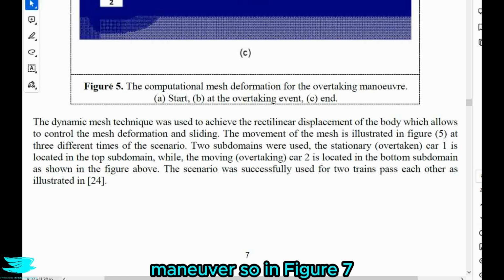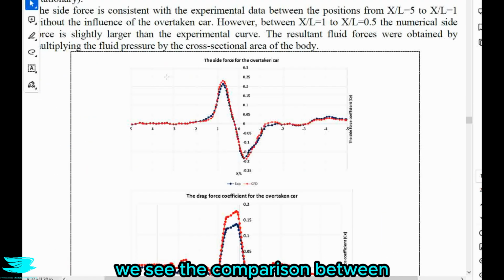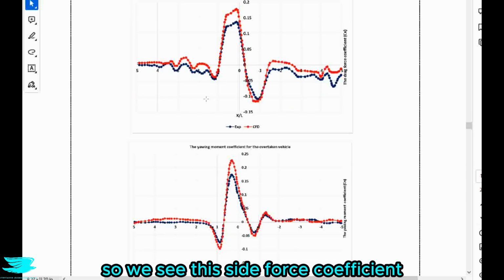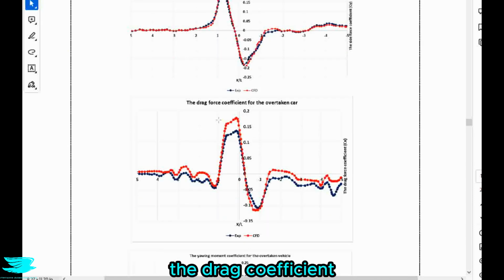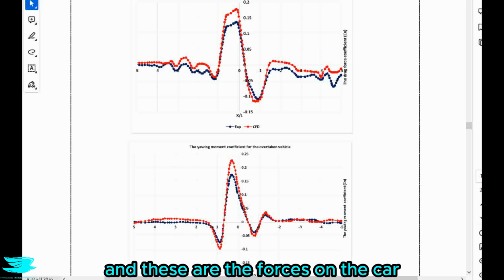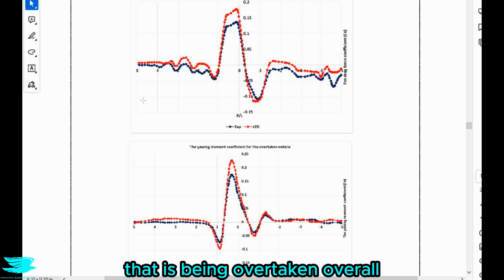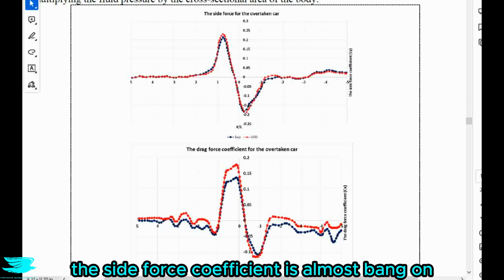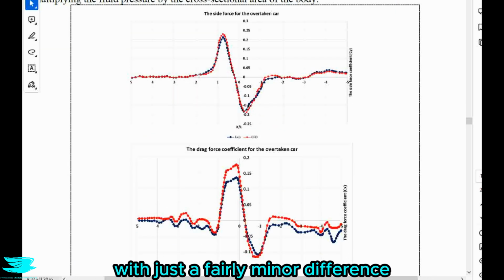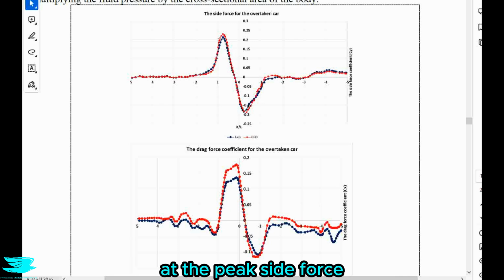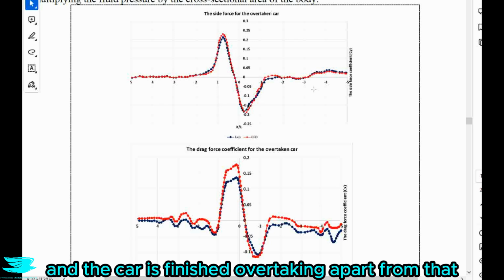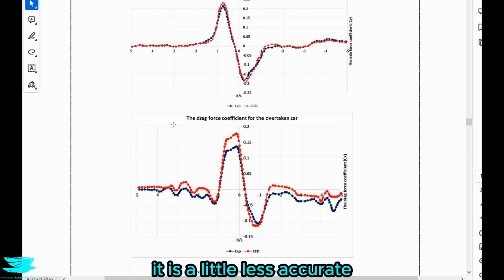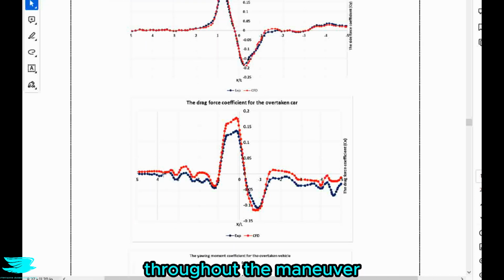So in figure 7, we see the comparison between the experimental results in blue and the CFD in red. So we see the side force coefficient, then the drag coefficient and the yawing moment coefficient. And these are the forces on the car that is being overtaken. Overall, I'm really impressed with how well the CFD matches the wind tunnel results. The side force coefficient is almost bang on, with just a fairly minor difference at the peak side force and when the side force recovers and the car is finished overtaking. Apart from that, they're very, very close. For the drag coefficient, it is a little less accurate with a consistent underprediction throughout the maneuver.